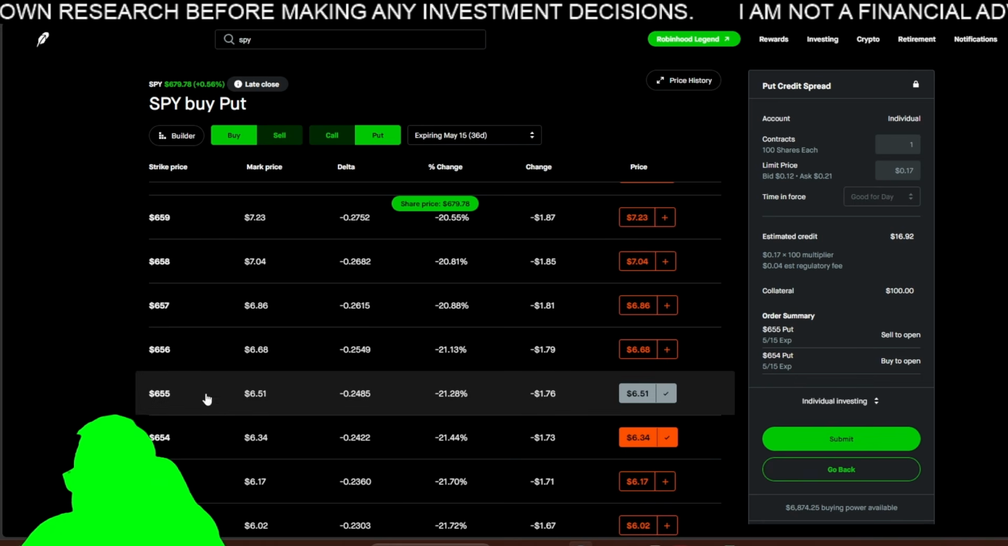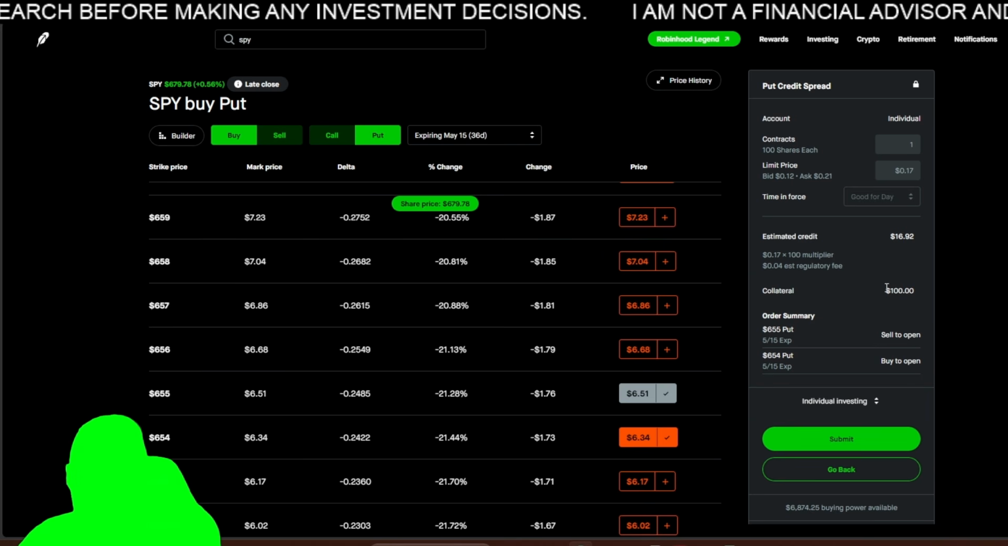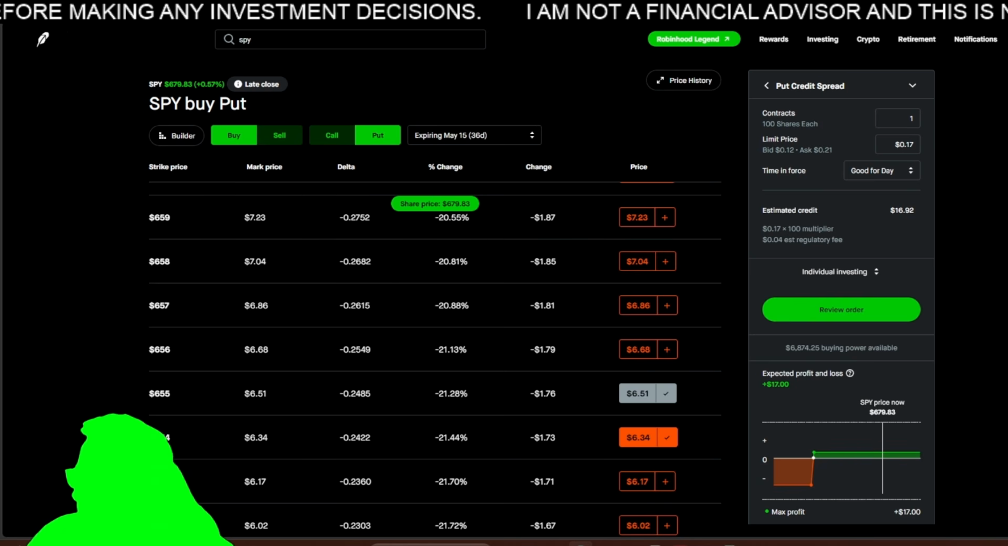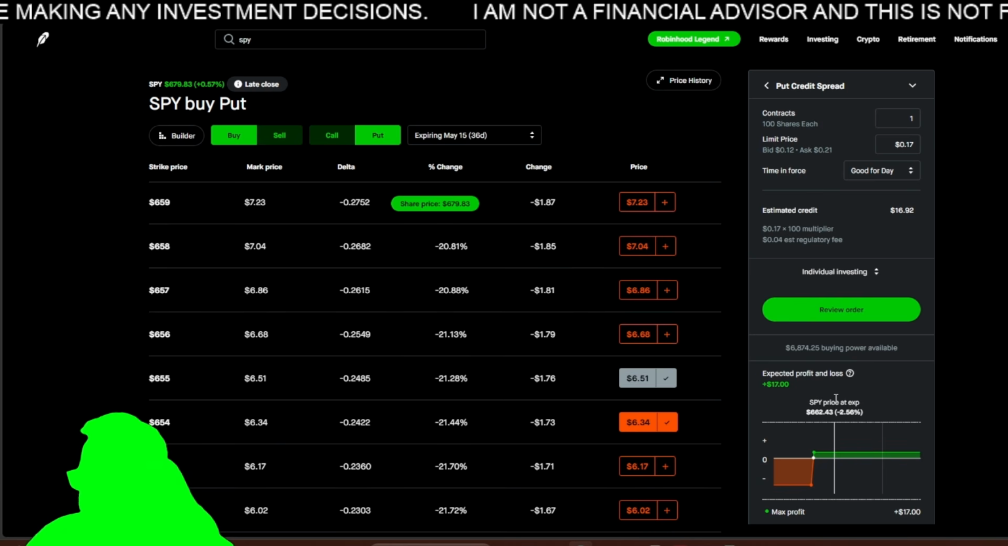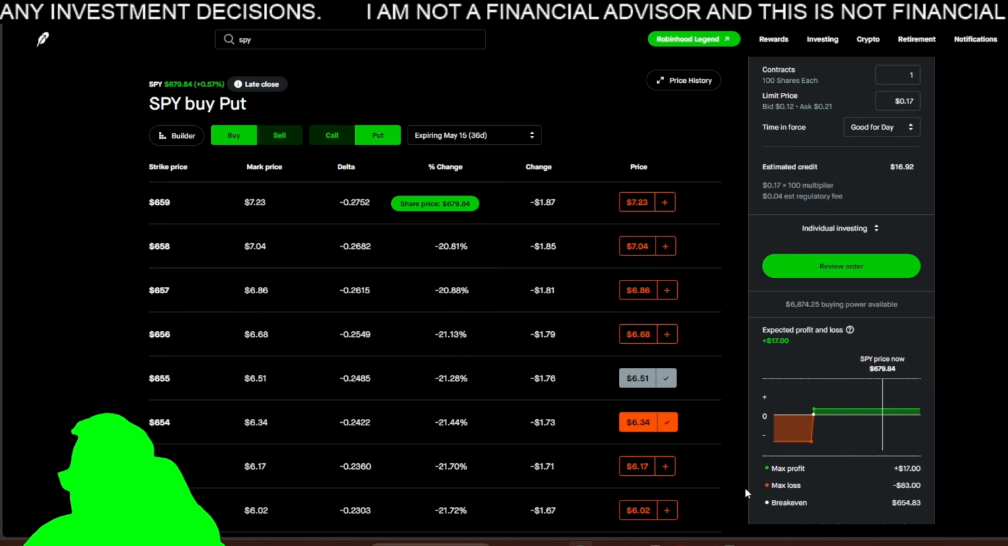Now, if SPY doesn't go to 655, you just made 17% ROI because you made $17 out of 100. Obviously, your risk is that you might lose the $83 as you see down here. You might lose this $83 here, which is obviously not the best risk to reward.